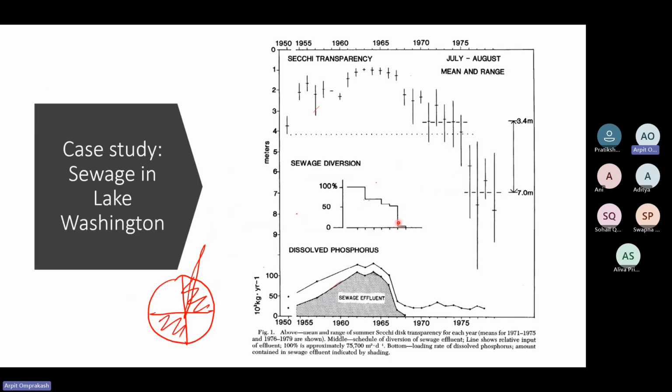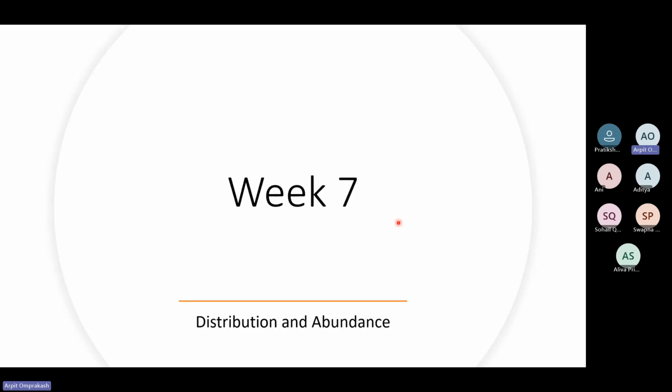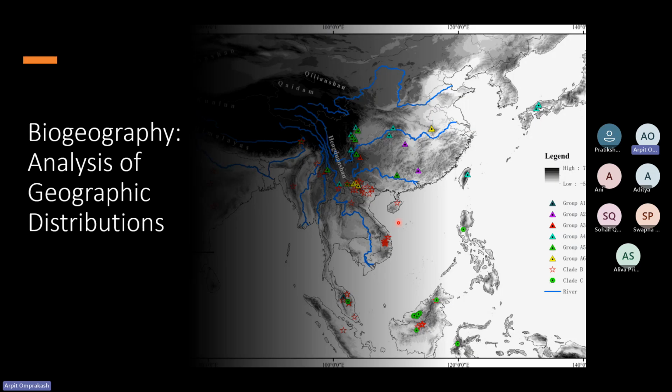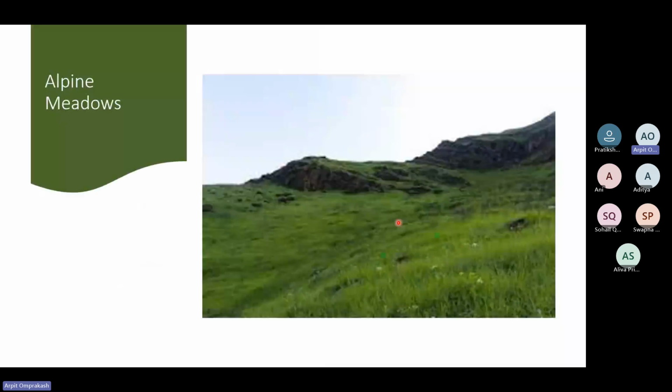Right. And we talked about a case study in Lake Washington, where they were putting in sewage and then stopped it, and how the community changed, and because it was resilient, how it survived. Then we talked about distribution and abundance of organisms, where we talked about biogeography. Biogeography is the study of geographical distribution of life on Earth and the reasons for the patterns that are observed. Range is the distribution, or the geographical boundaries, of a species' distribution.